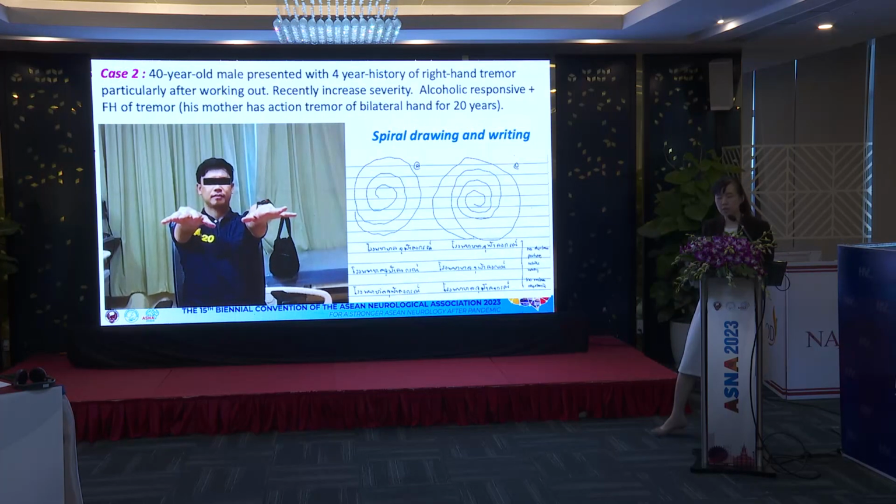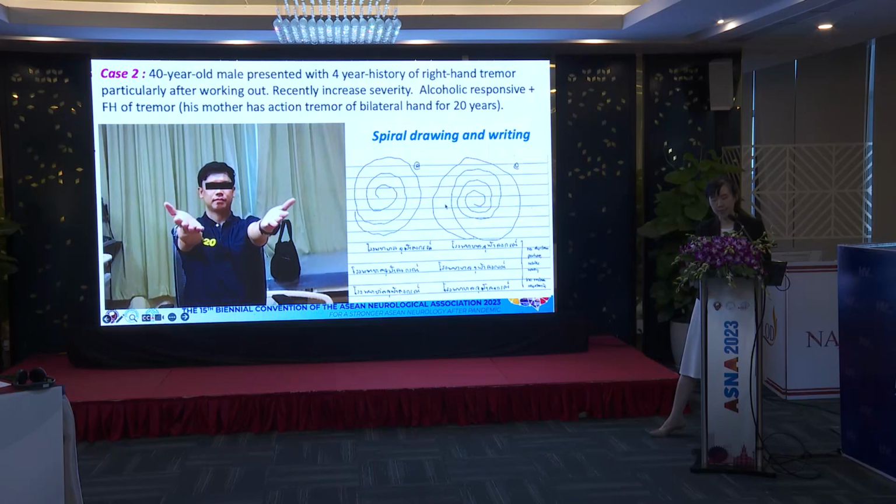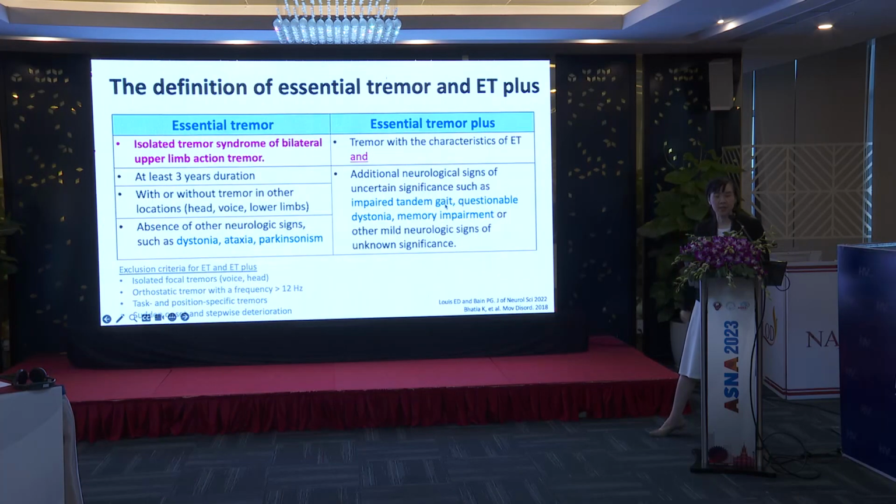And when we asked him to do the spiral drawing, you can see there's a tremor in both hands. So this is consistent with essential tremor. So this is the definition of essential tremor that includes the isolated tremor syndrome of bilateral upper limb tremor, at least 3 years duration, with or without tremor in other locations and absent of other neurological signs.